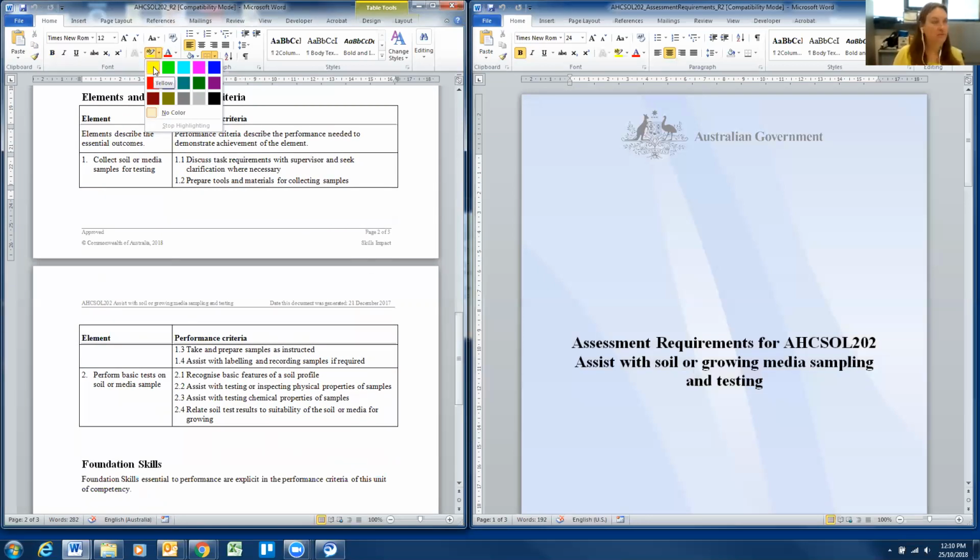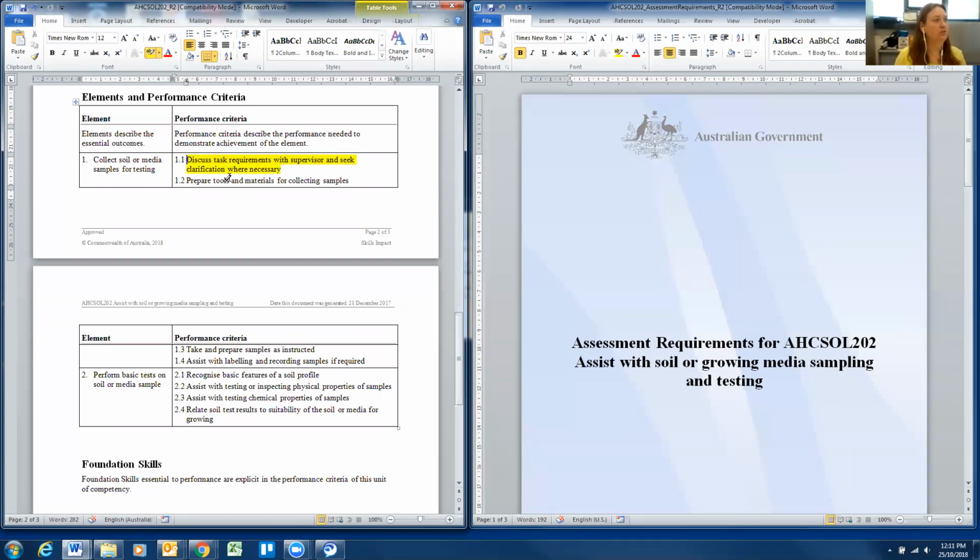So if there's an observation, I'll use yellow. So it's discussed with supervisor. I might even highlight the whole one, and seeking clarification when necessary. So they're going to discuss task requirements here. So it's an action, it's something they've got to do. So someone's got to tell me that that's done. So obviously I could actually see them discussing it with the supervisor, or it could be that the supervisor tells me, yes, that was discussed in that way. So that's an observational thing there.